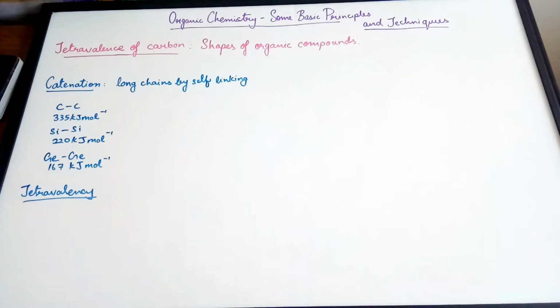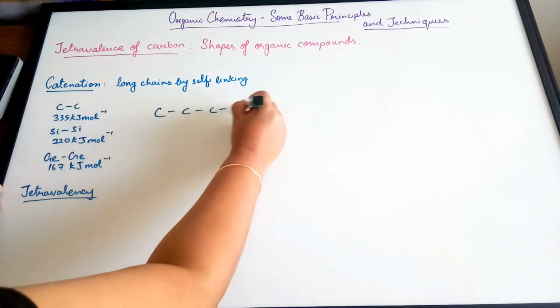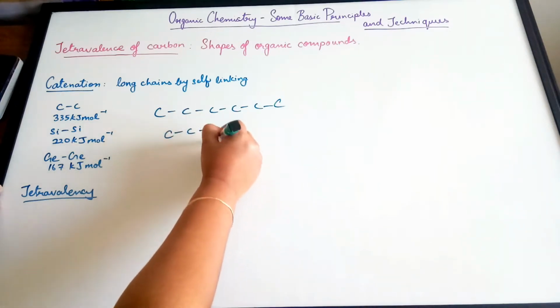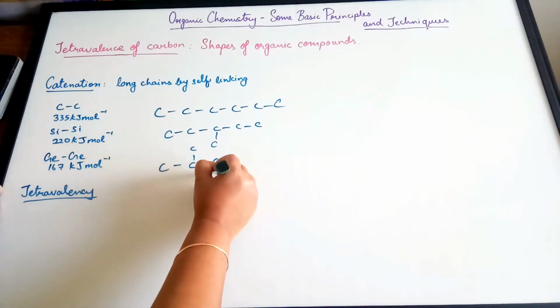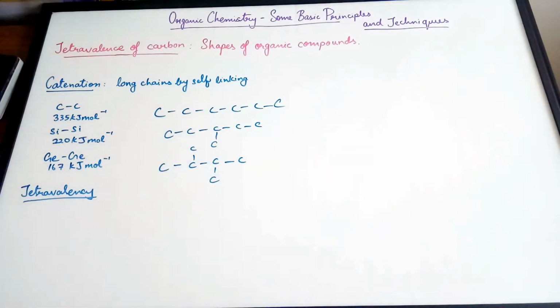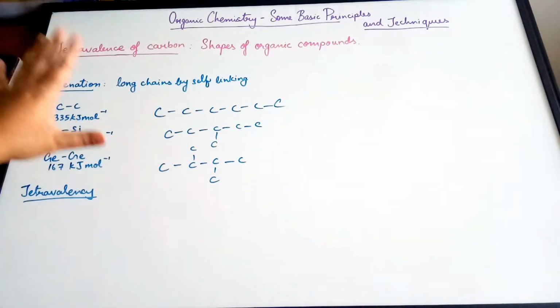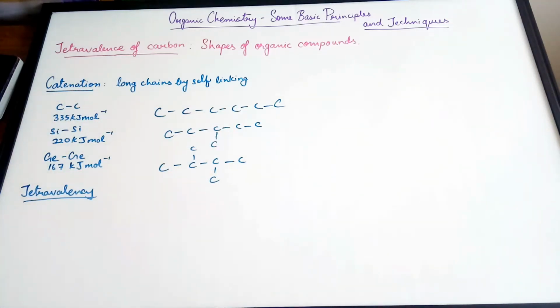So catenation is the ability of carbon to form long chains by self-linking. So this is a long chain, and this could also be a branched chain, or it could be like this. But the point is, these are all pretty stable. Of course, you need to add hydrogens to balance out the valency, but carbon is able to form such long chains.